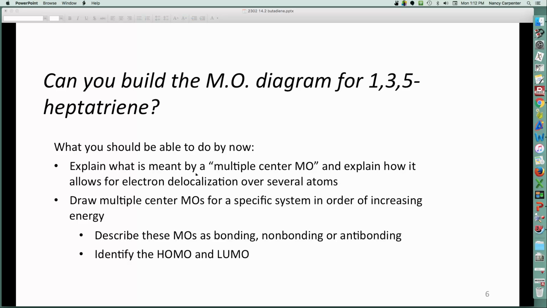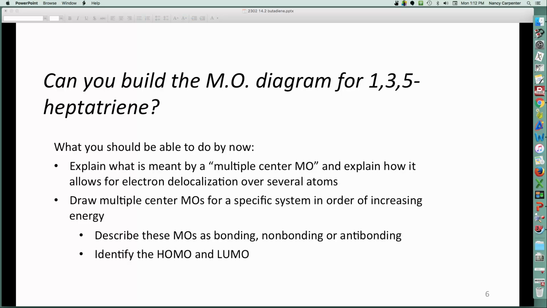So here you go. Your next step. Can you do the same thing, now not for butadiene, but for something even more complicated, a conjugated system with three conjugated double bonds. The MO diagram for 1,3,5-heptatriene. That's what you should try next. And you should think about what you should be able to do by now, which is basically you should be able to explain what a multiple center MO is and how that's important for explaining electron delocalization. And then be able to draw these MOs. Draw them just the way we have for the last two mini lectures, this one and the last one.